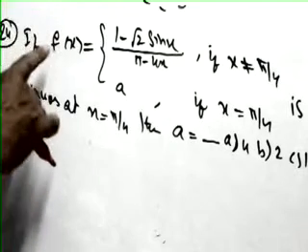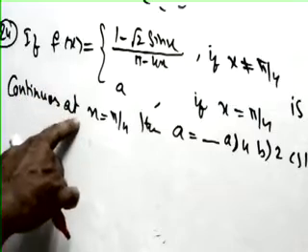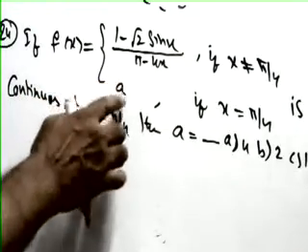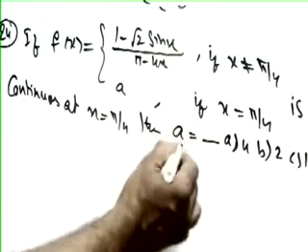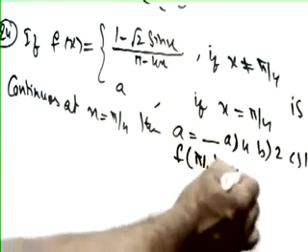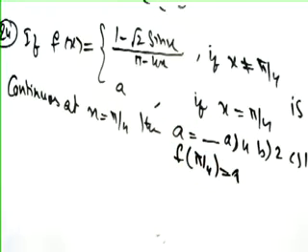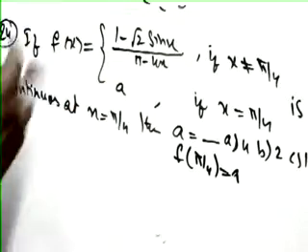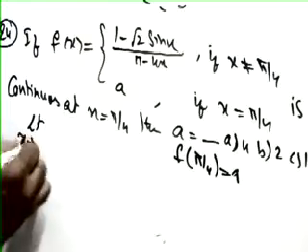Now see the next question, same type of question. This function is given continuous at x equals pi by 4. That is, f of pi by 4 is given as a. So how to find a? To find it, the limit value and the function value will be the same. So let me find the limit value of this.